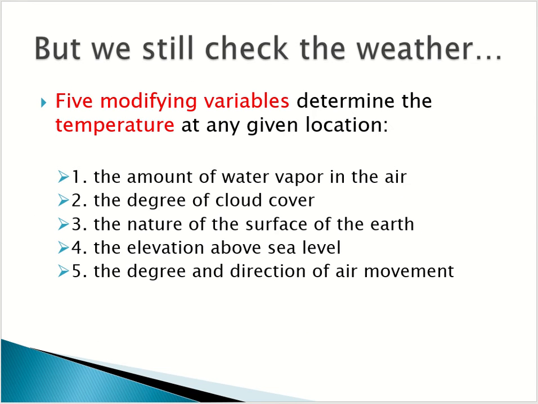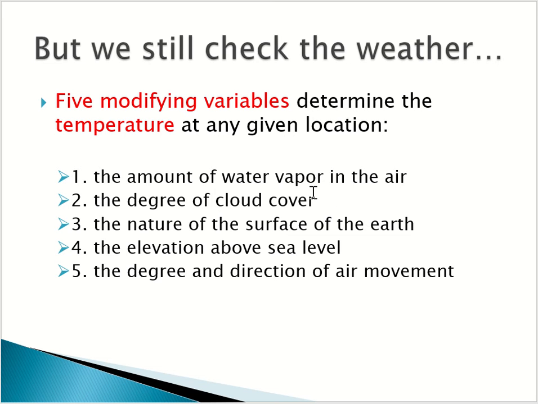So these factors we call determinants. They're very important, but we still check the weather, and we still understand that there's climatic variation across longitude, so to speak. So even if you're looking at the same latitude, you can have quite different weather, quite different climate. So other modifying variables that can determine temperature at a given location include the amount of water vapor in the air, the degree of cloud cover.